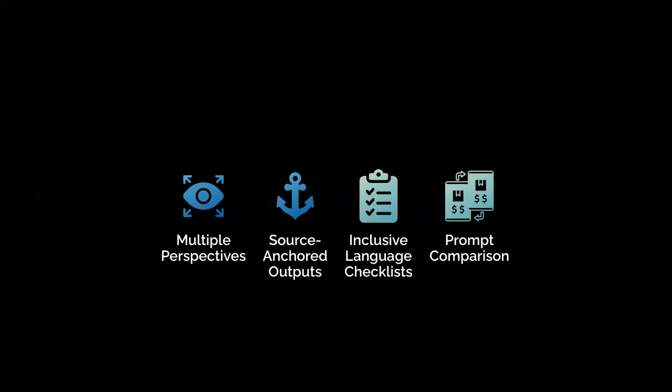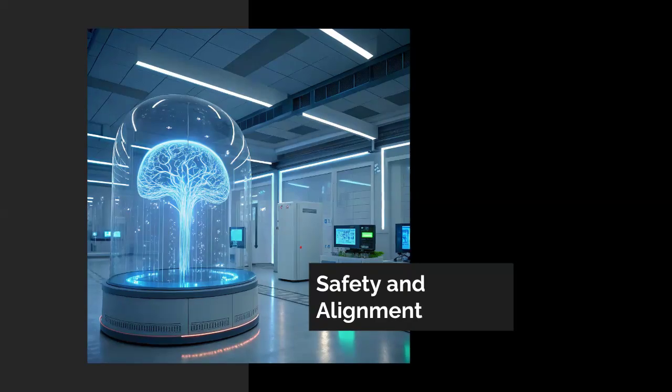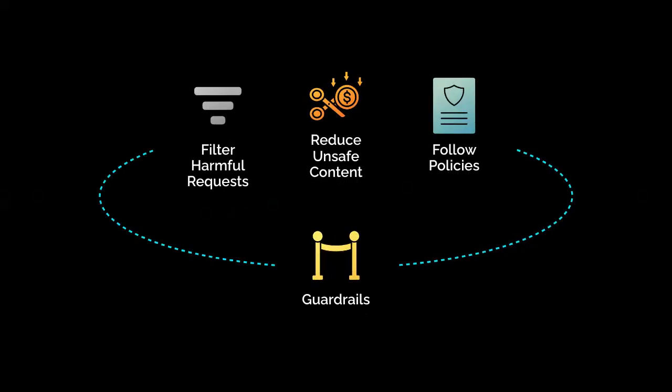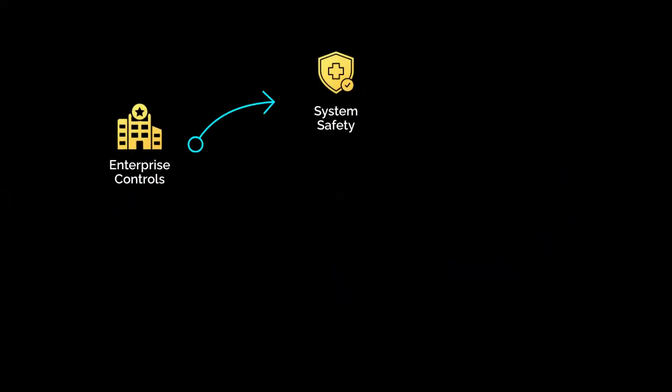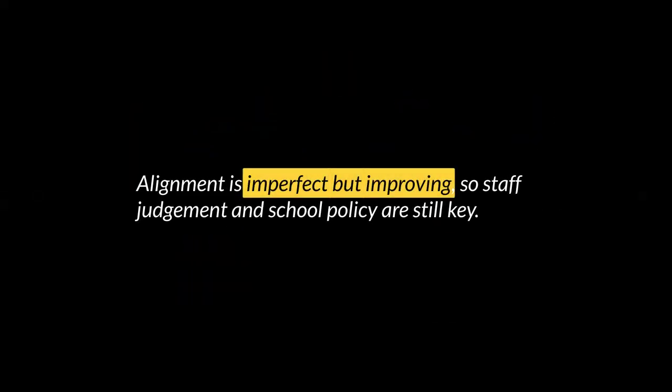So what can educators do about bias in practice? Ask for multiple perspectives, anchor outputs to your policies, use inclusive language checklists, compare different prompts, and always apply professional judgment. Modern AI tools also include safety layers and alignment to reduce harmful content. Guardrails filter harmful requests, reduce unsafe content, and ensure the AI follows provider policies. Your IT team can add enterprise controls, set boundaries, log usage, and protect data to keep the system safe. Alignment is imperfect but improving, so staff judgment and school policy remain essential.